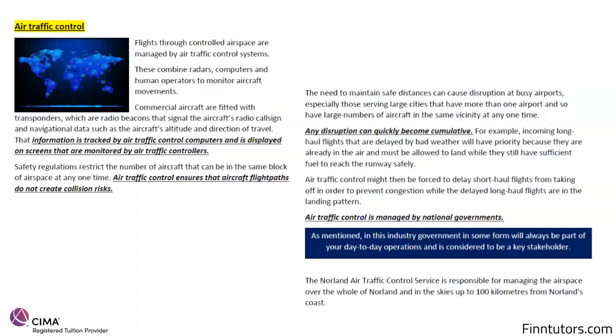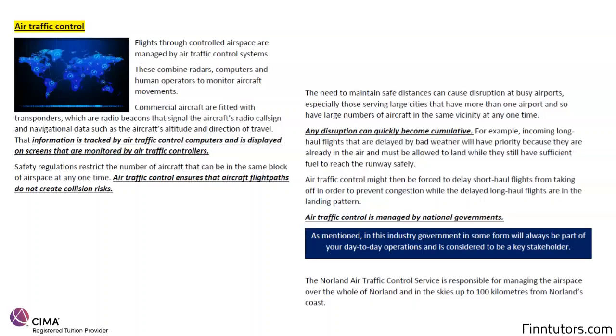These combine radars, computers, and human operators to monitor aircraft movements. Commercial aircraft are fitted with transponders, which are radio beacons that signal the aircraft's radio sign. Where are they? What is the aircraft doing? When is it going to land? That information is tracked by air traffic control computers and is displayed on the screens that are monitored by air traffic controllers. A small image that I have put over here showcases where the flight has taken off from, what its route is, and where it is going, so air traffic controllers can keep an eye on it.